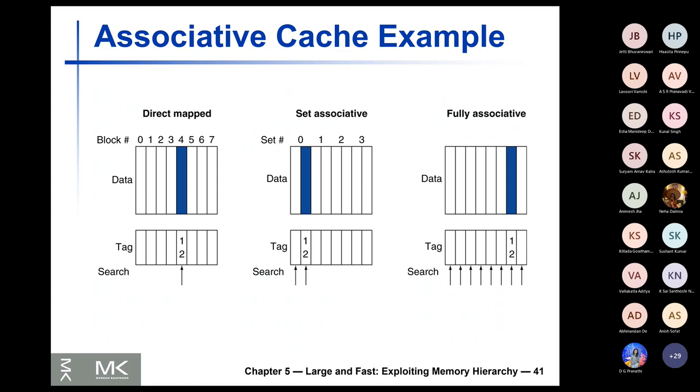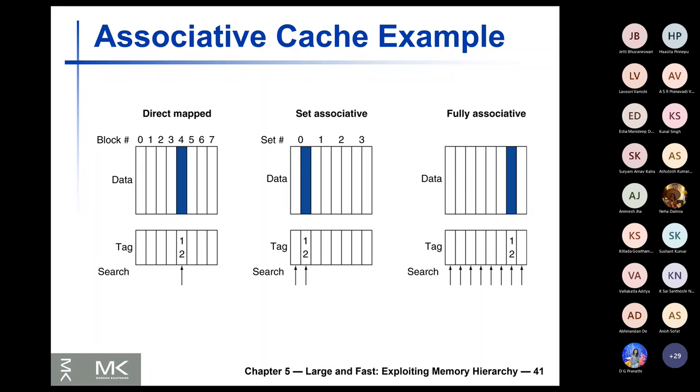An extreme version of this is a fully associative cache, because in a fully associative cache, a memory block can come and sit anywhere inside the cache. It can be mapped to any cache block. So you are giving full freedom.